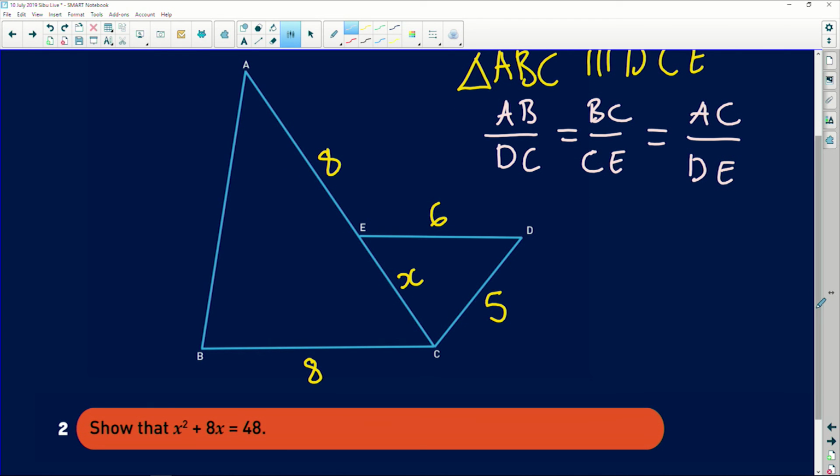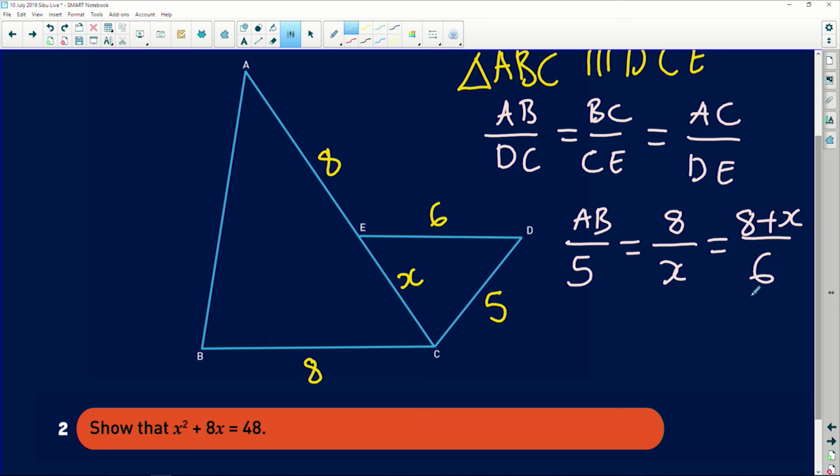So when I substitute what I know from this given information, we don't know what AB is, so I'm going to return it as AB. We don't know what DC is. Do we know? Yes, we do. CD is 5. So I'm going to write 5. Do we know what BC is? Yes. Where's BC? BC is 8. So I'm putting 8 there. Divided by CE. CE is X. I'm going to put X there. And this is equal to AC. AC is the combination of AE and EC, which means it is basically 8 plus X divided by DE, which is given to us as 6.